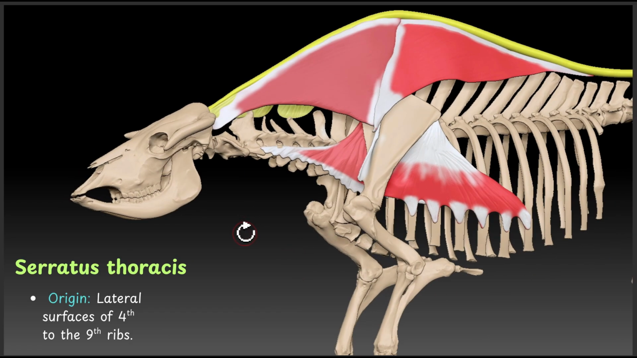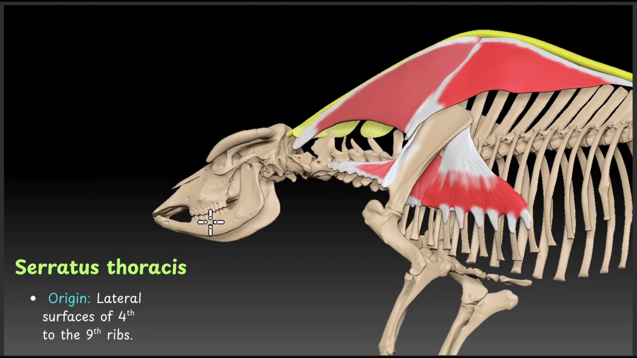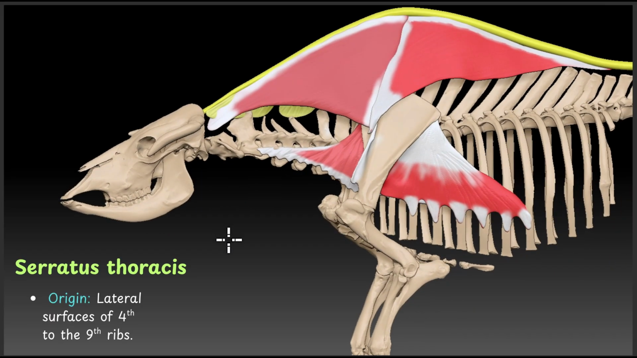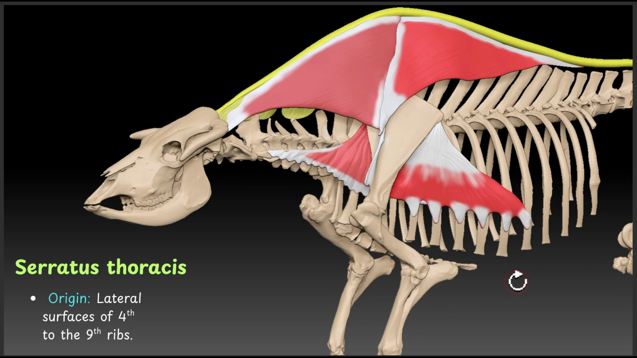Origin: lateral surfaces of the 4th to the 9th ribs. If you see the origin of the muscle, you can clearly see these are the lateral surfaces of the ribs. Lateral surface of the 4th rib, 5th, 6th, 7th, 8th and the 9th. The muscle originates from the lateral surfaces of the 4th to the 9th ribs.